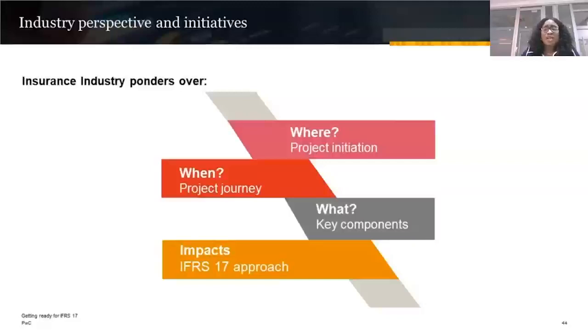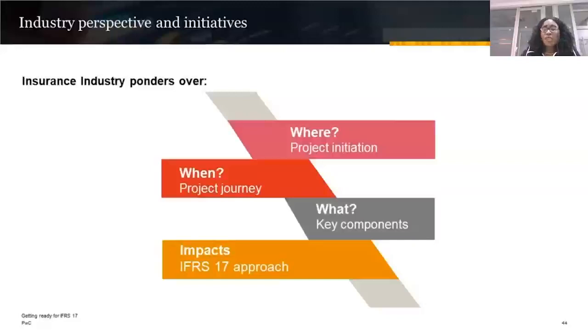IFRS 17 is here again. We had actually thought that we had adopted the IFRSs, and each time there's a new development coming up in the standards. And operators are wondering, how do I ever get to read up all these things? How do I ever get to know all the details? How do I ever get to execute? And then, parallel to running the business every day, it's a huge concern for us.